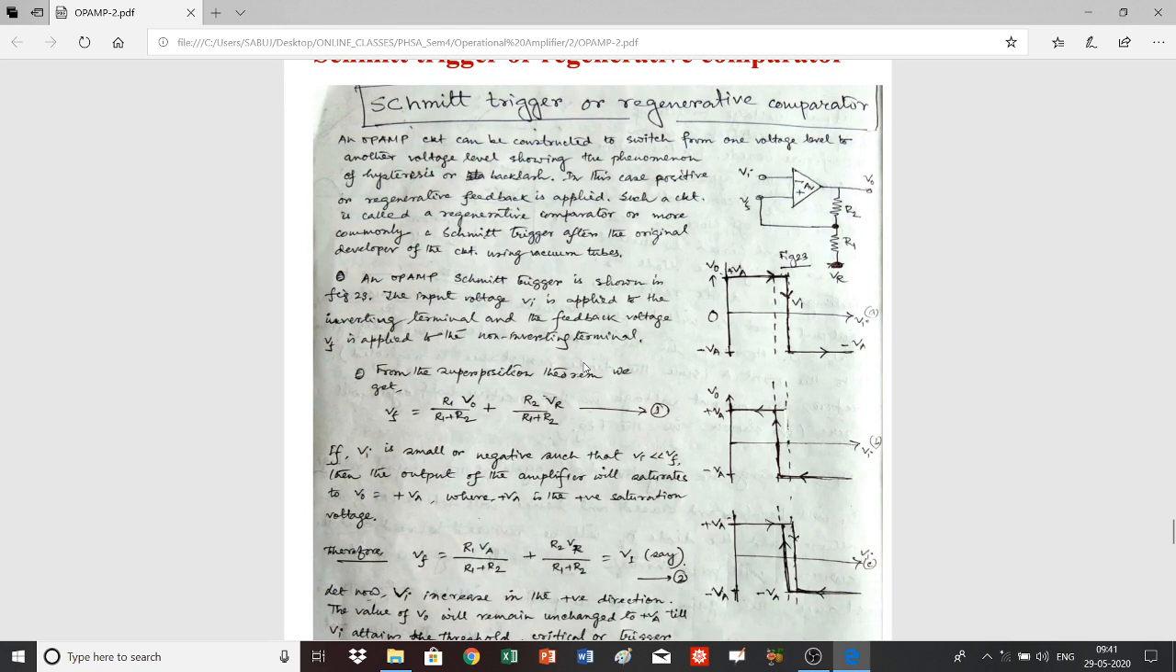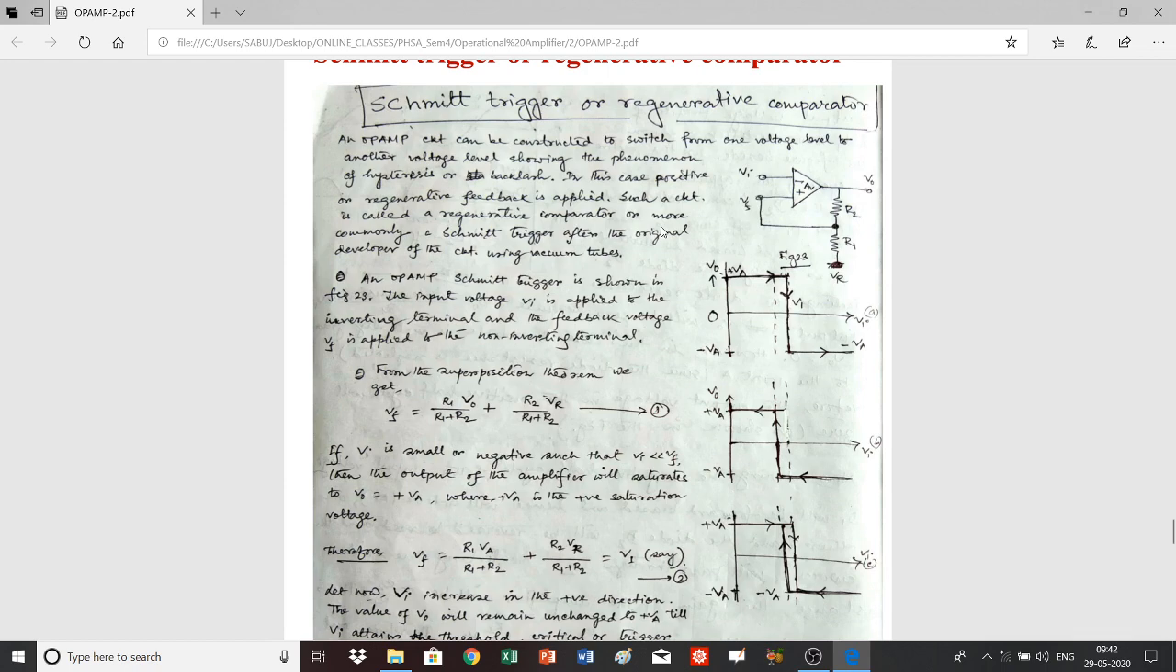From this figure, you know that the voltage which is to be compared is applied to the inverting input terminal, and this is the output voltage, and this output voltage is fed back to the non-inverting input terminal. The voltage fed back to the non-inverting input terminal is Vf, and the output voltage is connected to another voltage VR through the resistances R2 and R1 as shown in this figure.